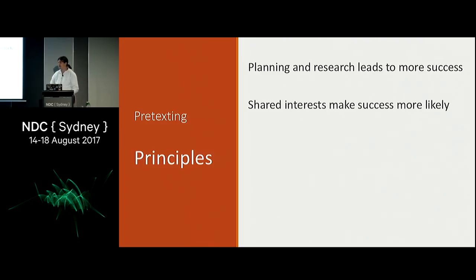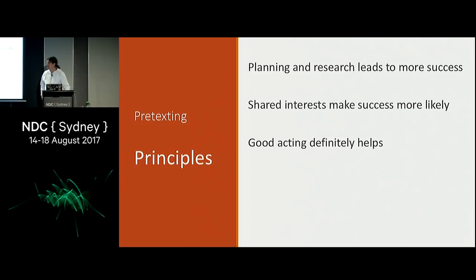Shared interests make success more likely. So if you're a fan of Manchester United Football Club, and you know your target is as well, then that gives you a shared interest. When you start trying to manipulate them, you can spend a lot of time talking about shared interests to help build up a rapport with that person. So you don't necessarily go straight in for the kill. You might spend weeks building up a friendship with someone.